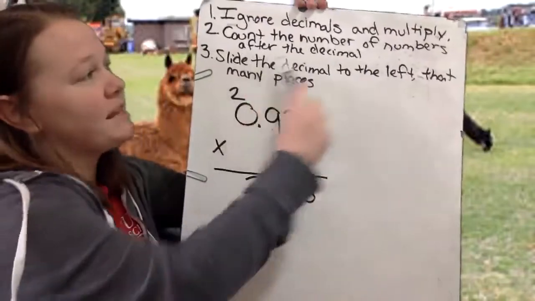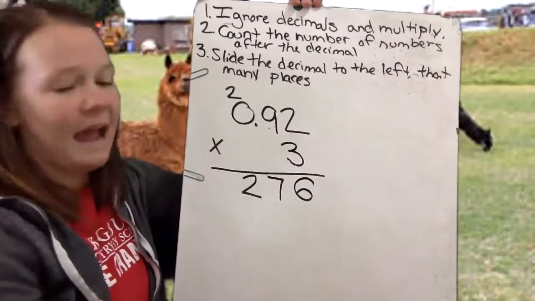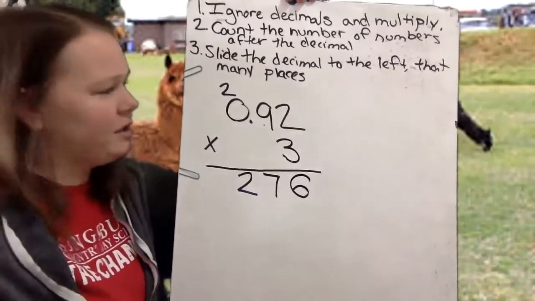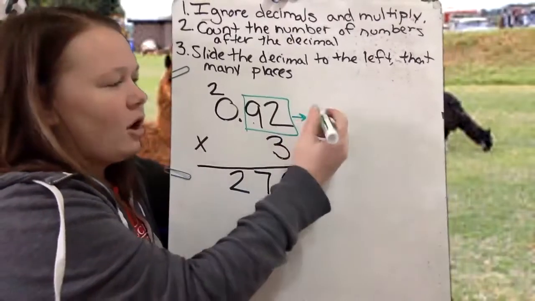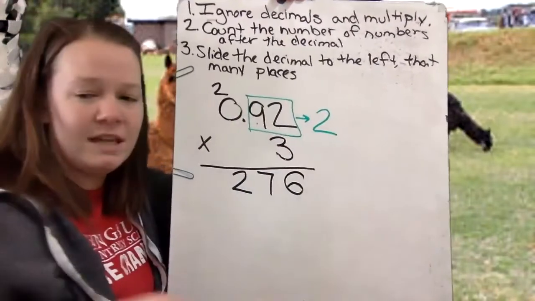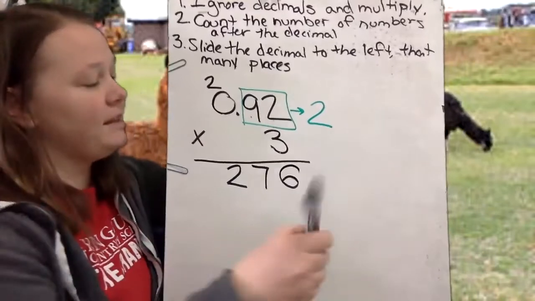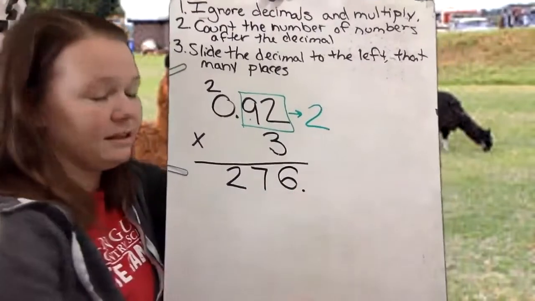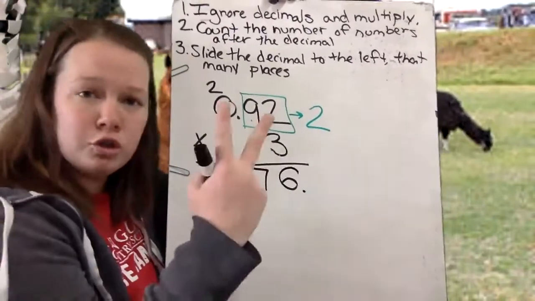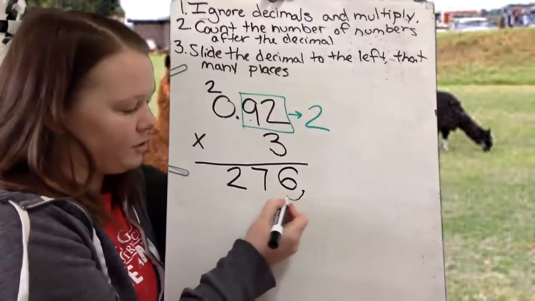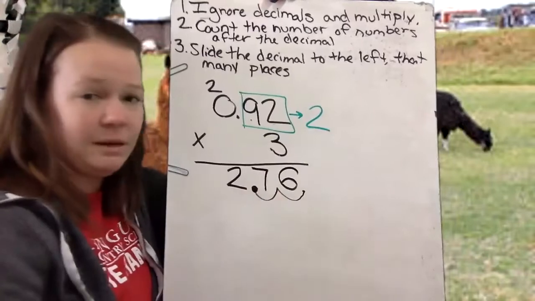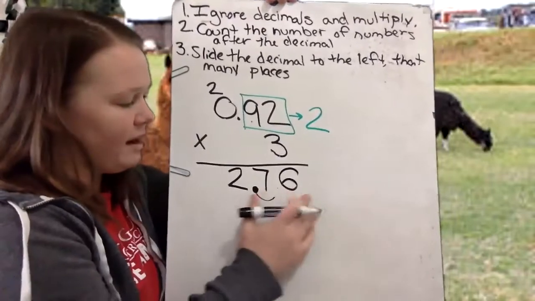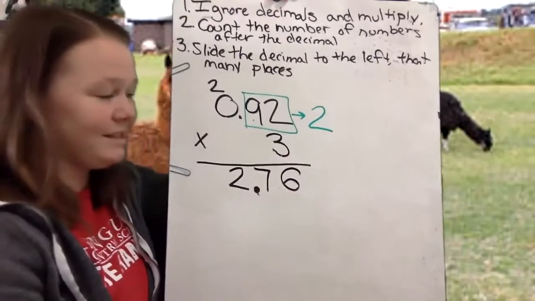So our next step is count the number of numbers after the decimal. So I'm going to use my marker here. How many numbers do we have after the decimal here? Well, there are 2. There are 2 numbers after the decimal. So that means that we have to slide the decimal that's over here to the left how many times? 2 times. So you're going to create 2 humps. You're going to go 1, 2. And now that's where our decimal is. It's right there. I'm making it big and bold. So our answer is 2 and 76 hundredths.